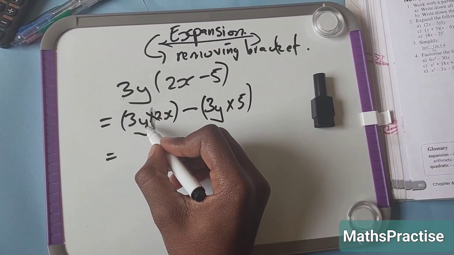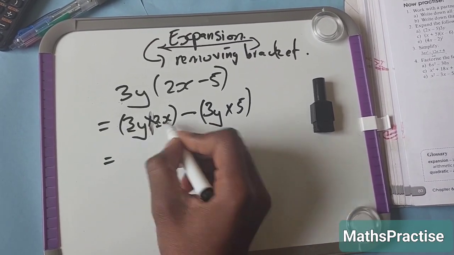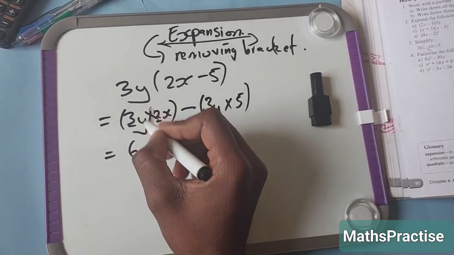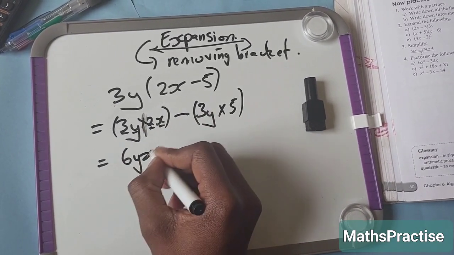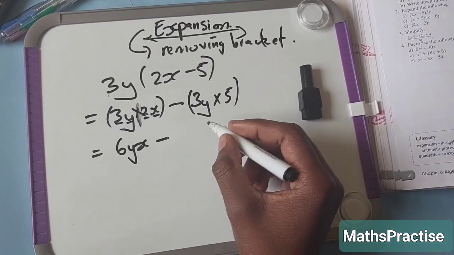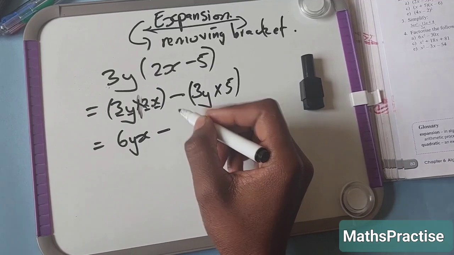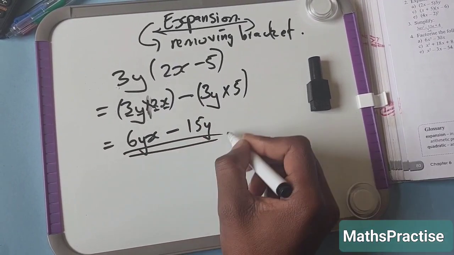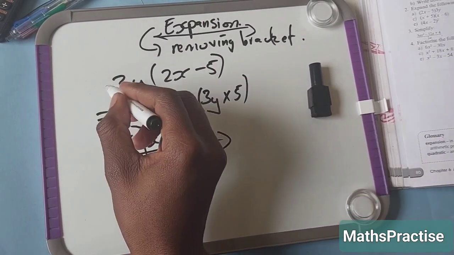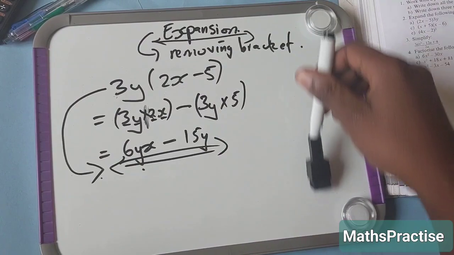We say 3y times 2x gives us 3 times 2, that's 6, then y by x, that's yx. Minus 3y times 5 gives us 15y. Okay, so that's the answer. So we have moved from this point to this point.